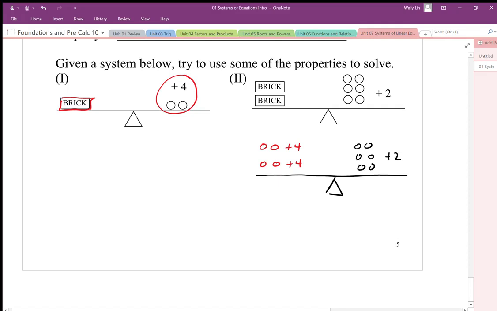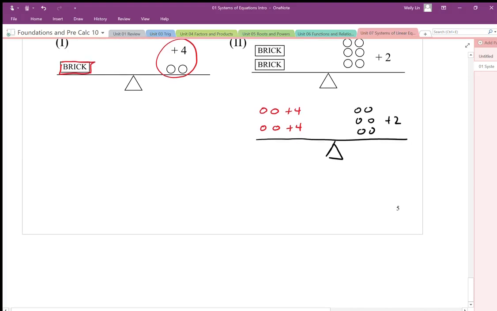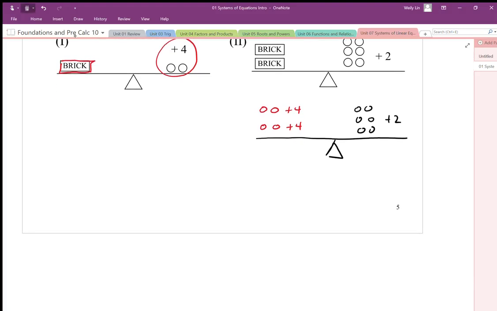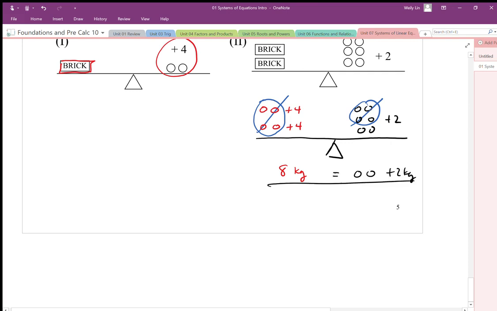Well, by doing that, I've now don't have any more bricks to deal with. And I can see if I can solve this by taking off some stuff off the balance. So I'm going to take these 4 circles off and these 4 circles off, and I'm allowed to do that because I can add and subtract the same amount from both sides. And I'm just going to rewrite my balance here. I'm going to have 8 kilograms on this side, and I have 2 circles plus 2 kilograms on this side, and they're balancing each other off.